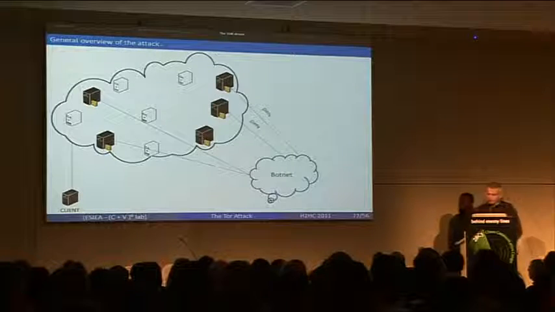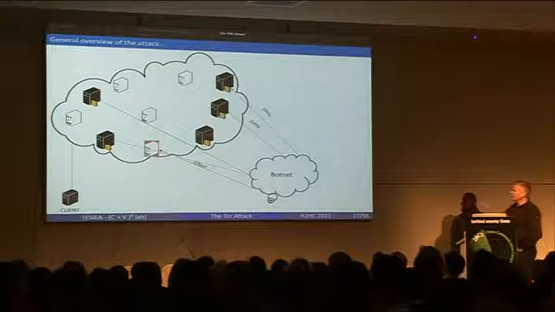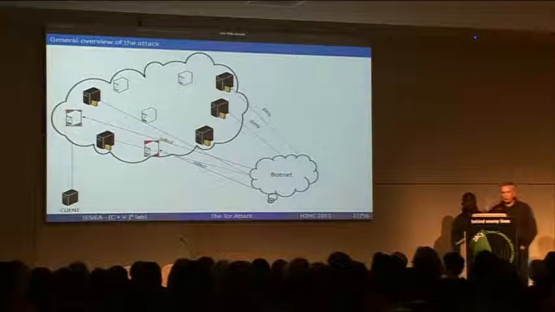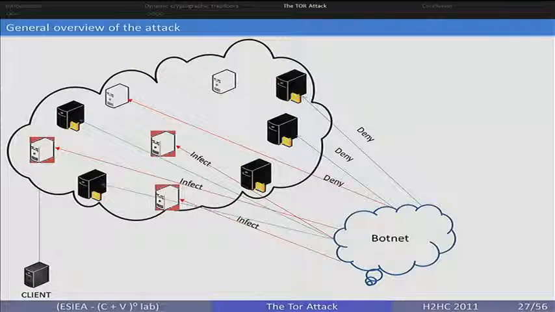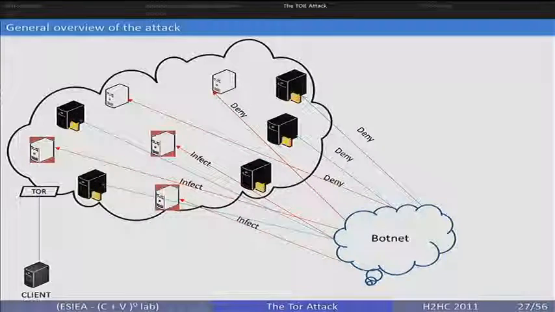So for the general description of the attack, you can use a botnet. I say a botnet, but of course you can use several small botnets in order first to infect some nodes and then to deny, block, or congest the others. So it is a general scheme, and of course Sean will present it in more detail.